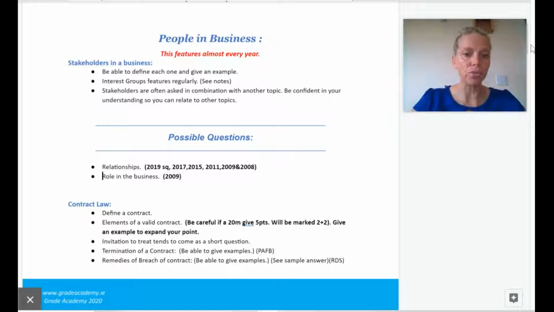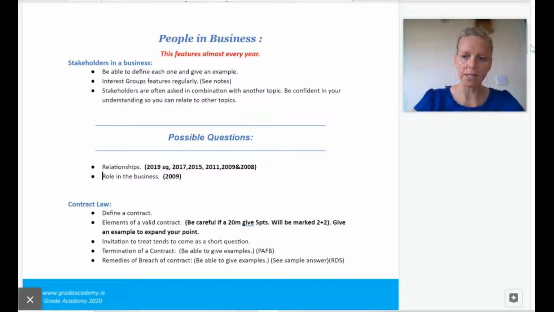And then the role in the business. Okay, what would the employer's role be in the business? What would the employee's role be in the business? The supplier's role in the business. Okay, so they're the type of questions that come up. But when stakeholders come up on its own, it's generally in terms of relationships. Okay, so make sure that you can give a relationship, a cooperative and a competitive relationship between the different stakeholders in the business.